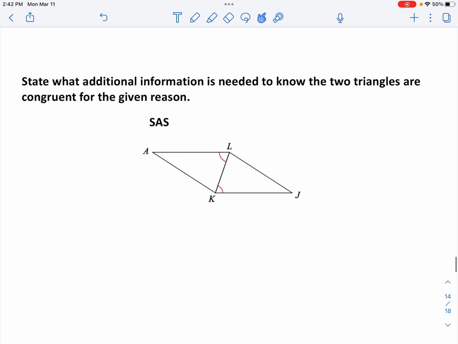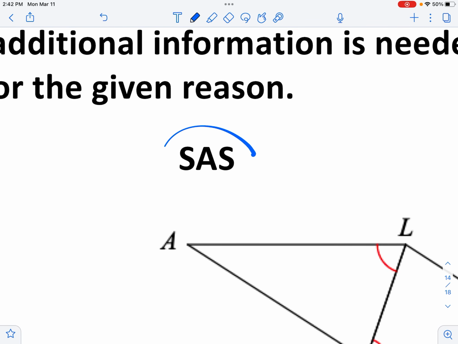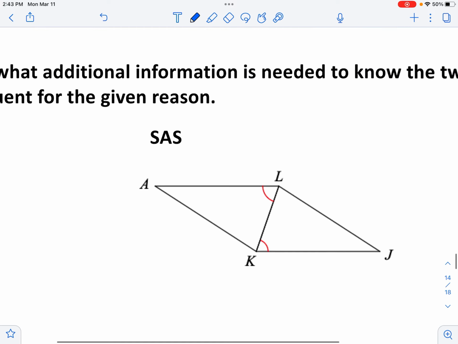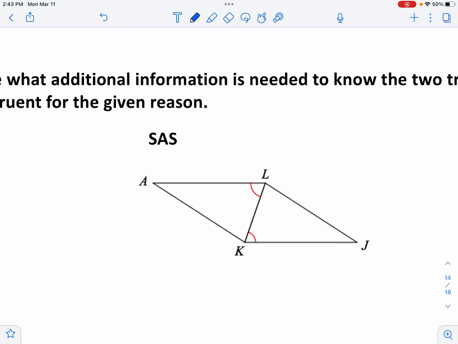And then the other thing sometimes you'll need to be able to do is this. They'll ask to state what additional information is needed to know that the two triangles are congruent for the given reason. And here they want us to use side, angle, side. So in order for that to happen, I need the angle to be in between the two sides. So they share this, okay? So then I would need the angle to be in the middle. So I already have a side here. If I go to an angle, then I would need this side to be congruent.